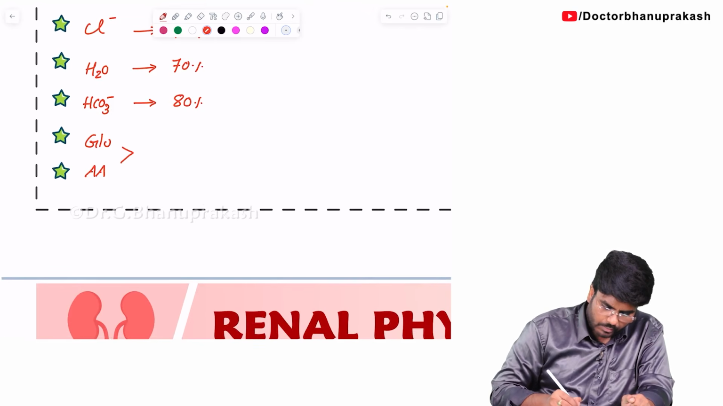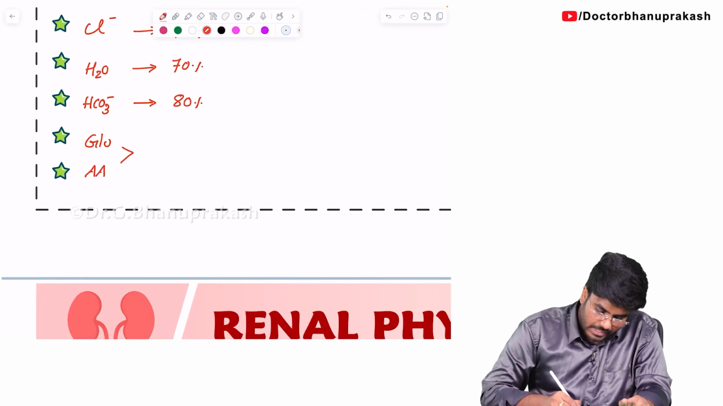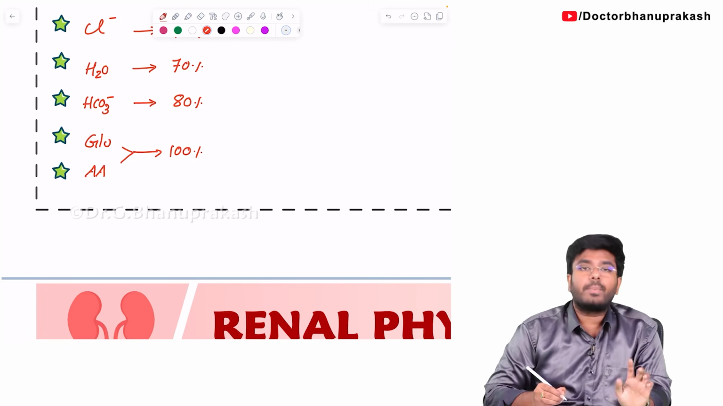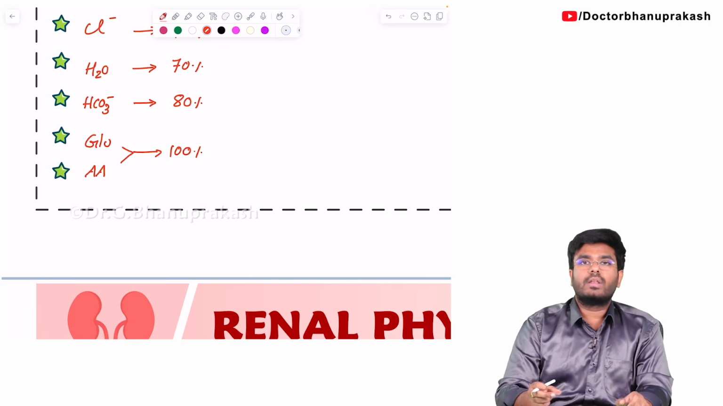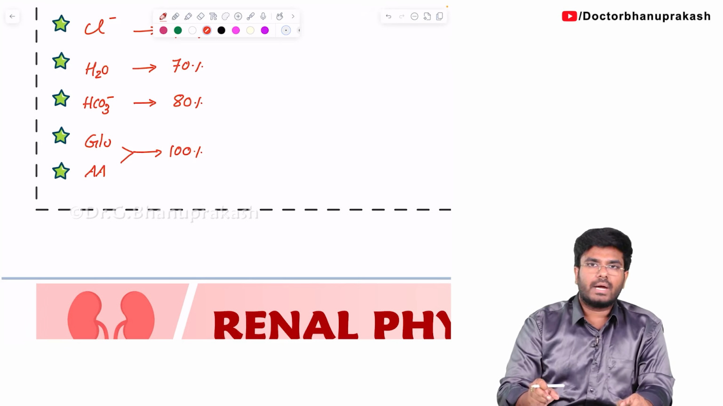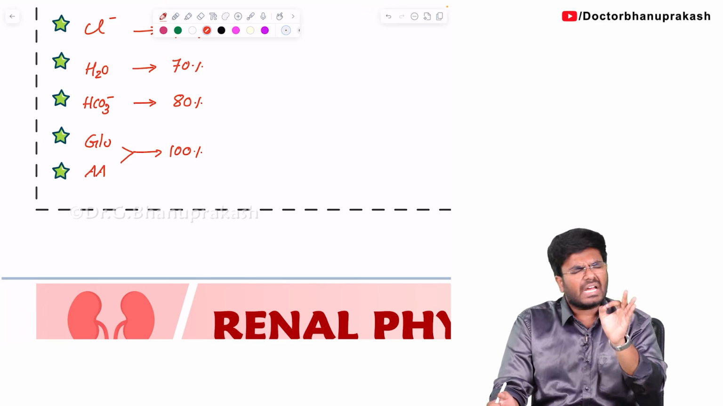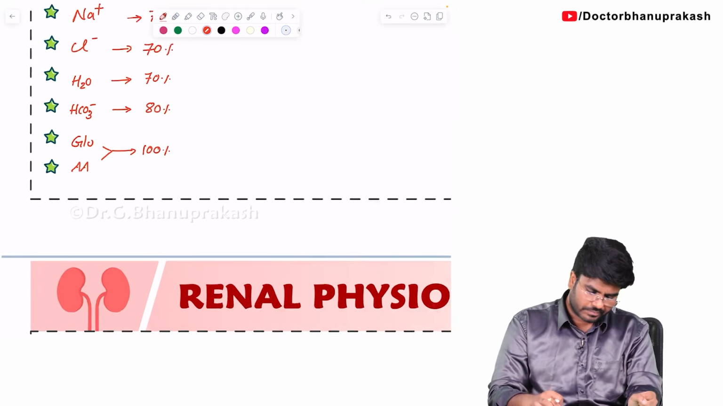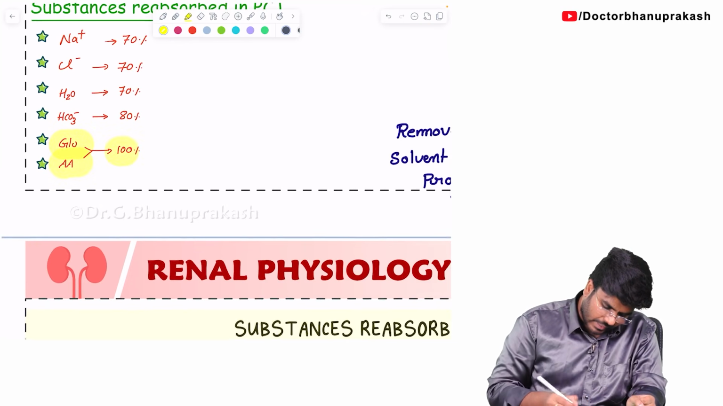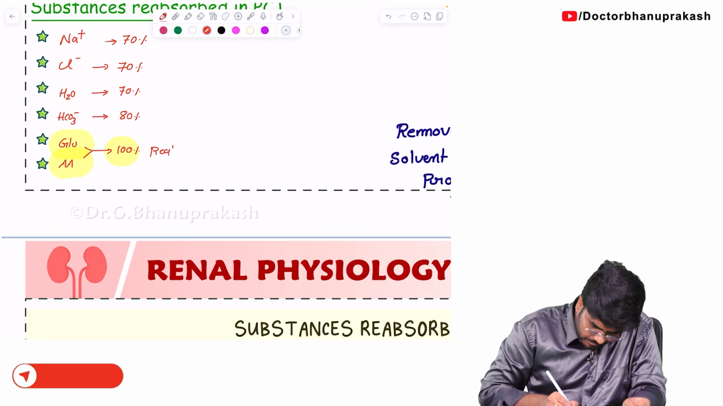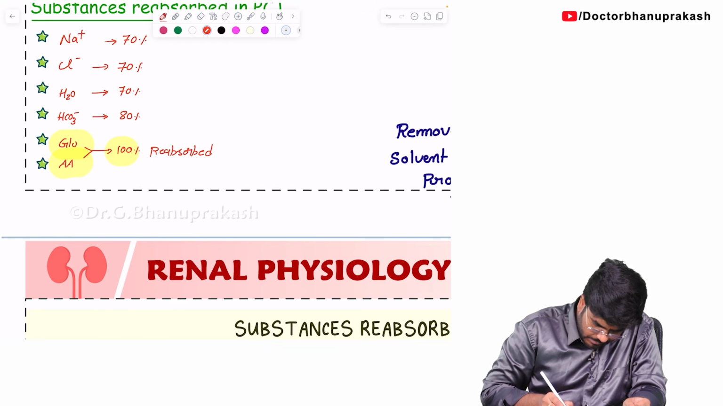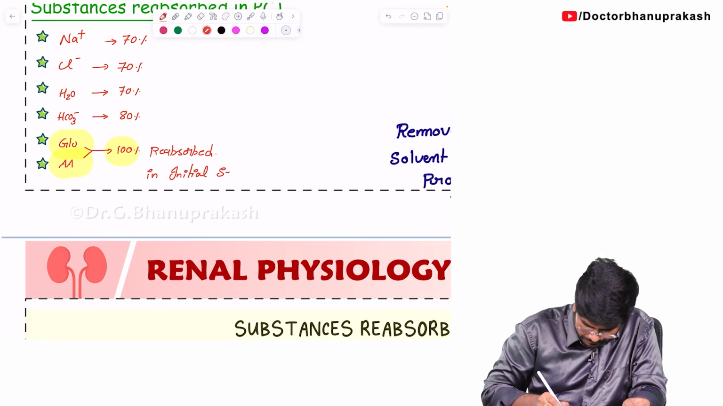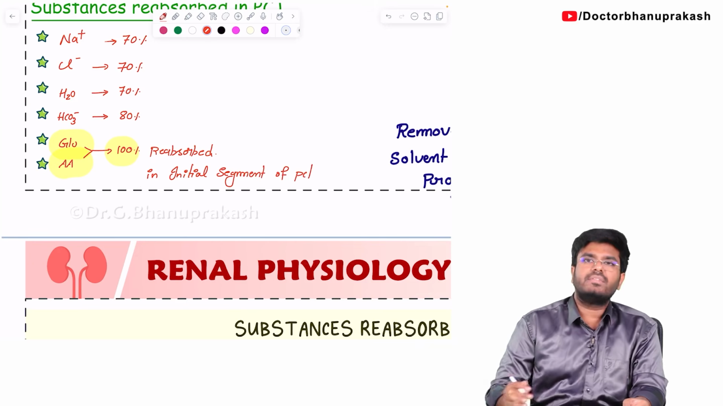I have told you already, both glucose and amino acids are freely filtered substances, but they are 100% reabsorbed in the initial part of the PCT itself. See, PCT has parts, like the convoluted part and the straight part. So in the starting of the PCT itself, 100% amino acids and 100% glucose will be reabsorbed. Okay, so this is an MCQ.